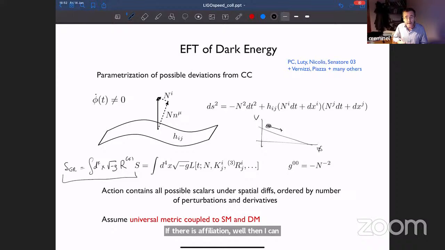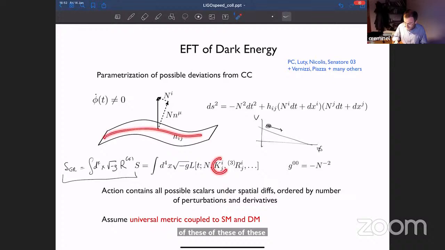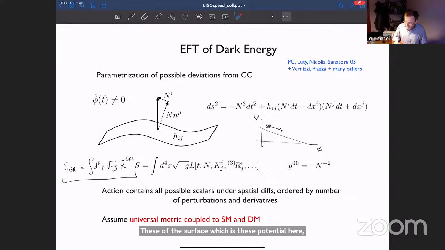The details are not important, but I can start writing down something that has to do with the lapse, which is the G00 component of the metric. I can start writing down objects that have to do with the extrinsic curvature of this surface, which is this tensor here, something that has to do with the intrinsic Ricci tensor of this geometry, and so on and so forth. The details really are not important.